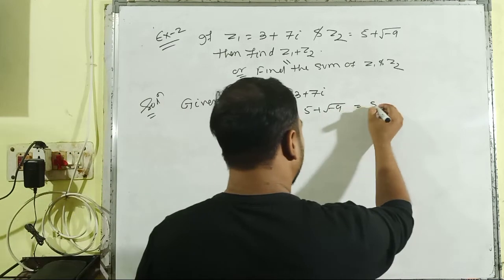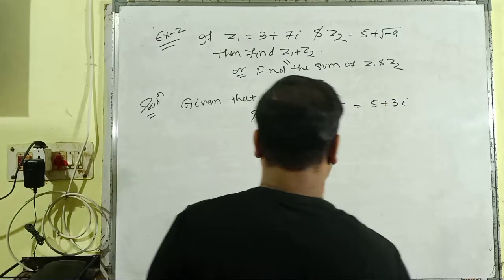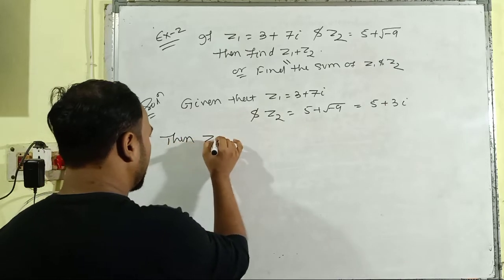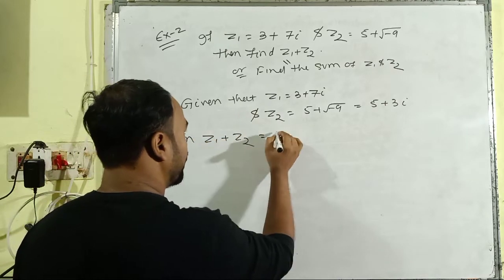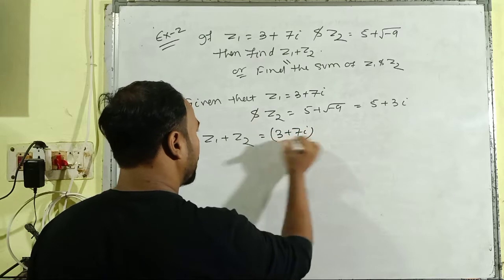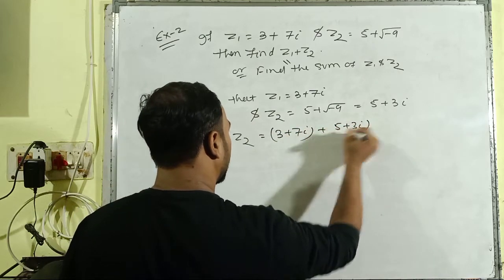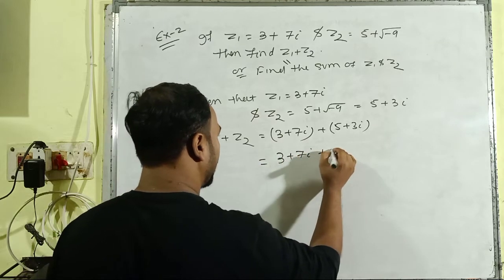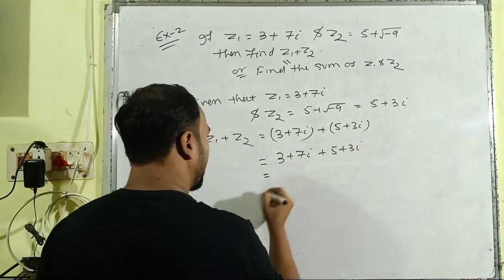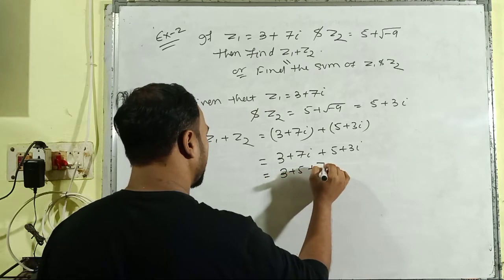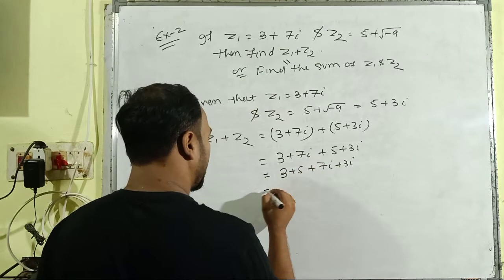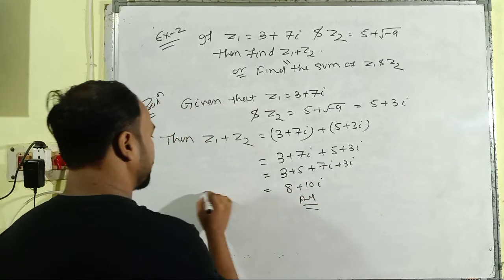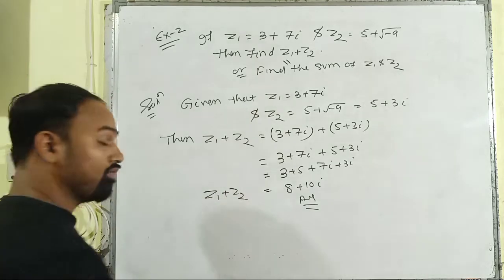So it will be 5 plus 3i. Now we can add both of the complex numbers. Then Z1 plus Z2 will be 3 plus 7i plus 5 plus 3i. After simplification, it will be 3 plus 5 plus 7i plus 3i, and then this will be 8 plus 10i, and there it is the final answer, the solution of Z1 plus Z2.